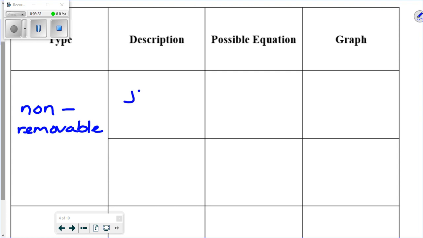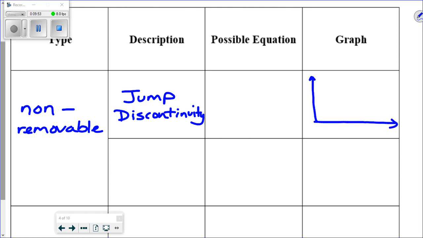The first one is what we would call a jump discontinuity. And well, I want to start with a graph, because we saw this happen quite a bit today in class in our exploration. So remember, we had a jump discontinuity anytime there was literally a jump in the graph. So maybe we had an open circle and then a closed circle right above it, something like this. Now, instead of a possible equation, I actually want to give you a justification.